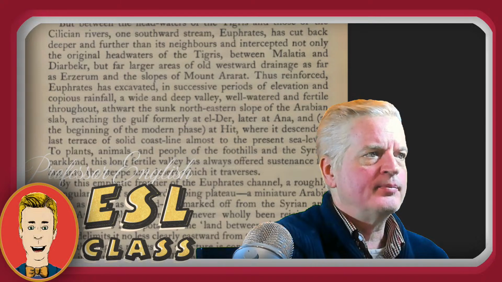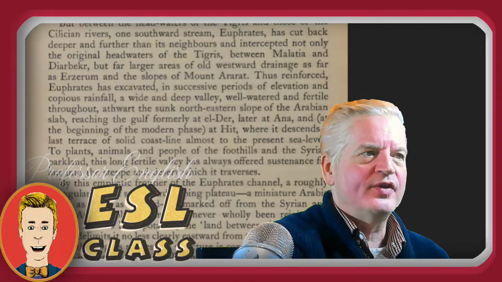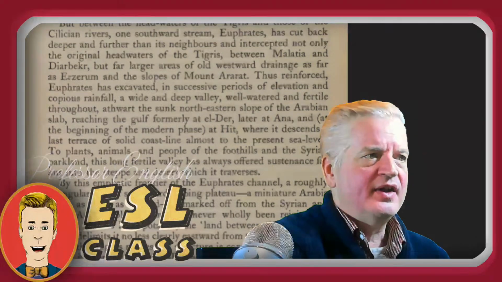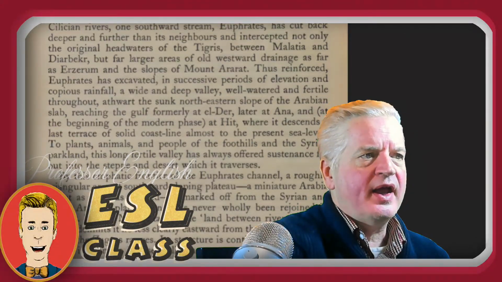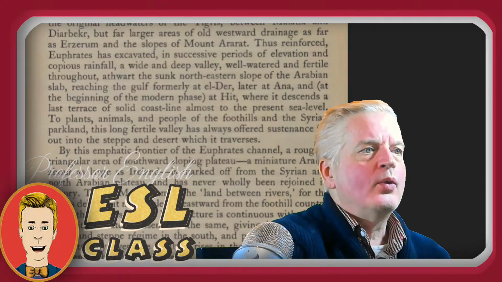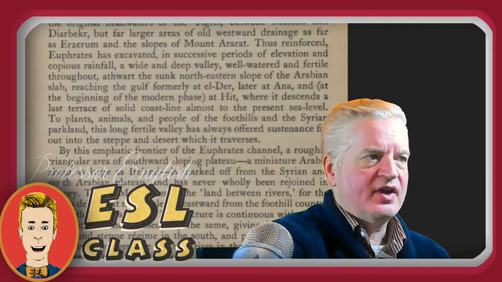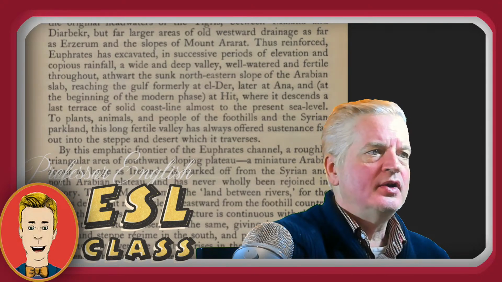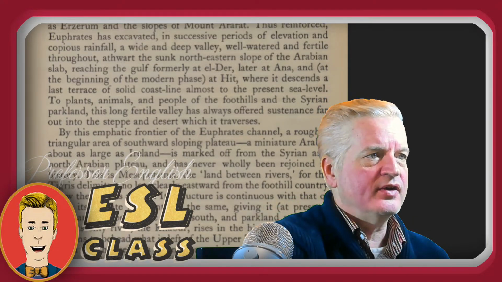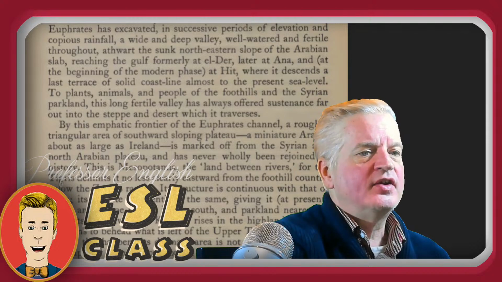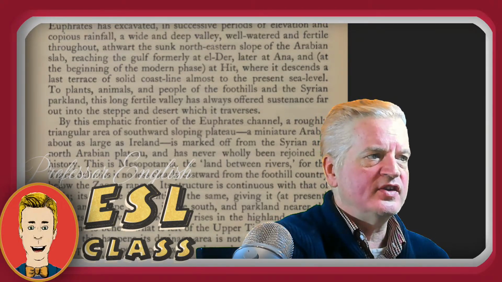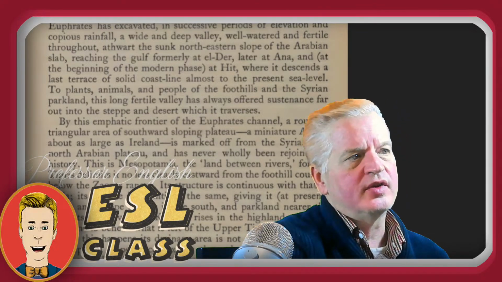and fertile throughout. Athwart the sunk northeastern slope of the Arabian slab, reaching the Gulf formerly at El Der and later Anna, and at the beginning of the modern phase at Hit, where it descends a last terrace of solid coastline almost to the present sea level, to plants, animals, people of the foothills and the Syrian parkland. This long, fertile valley always offered sustenance far out into the steppe and desert which it traverses.